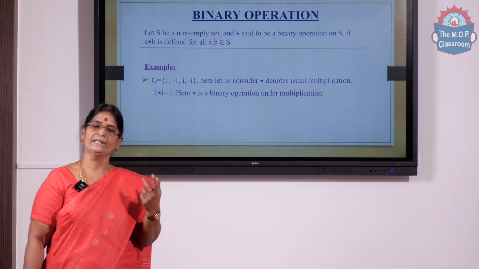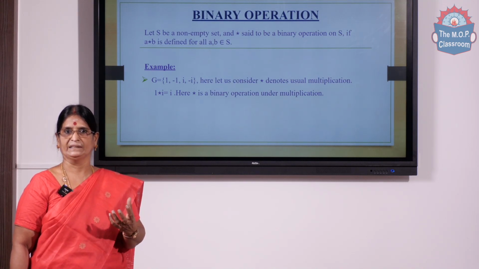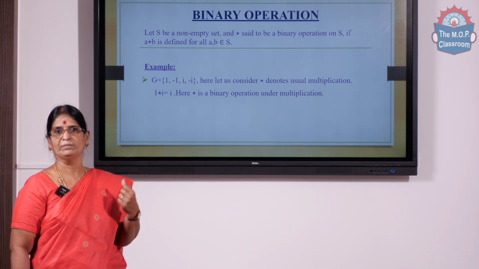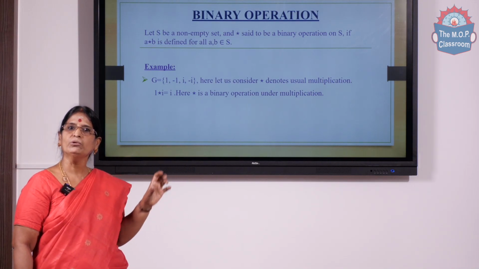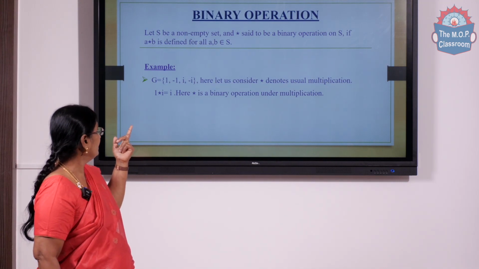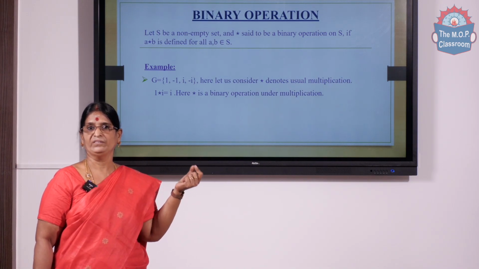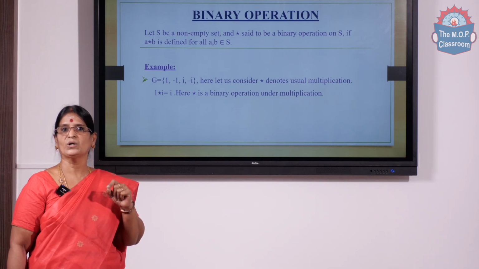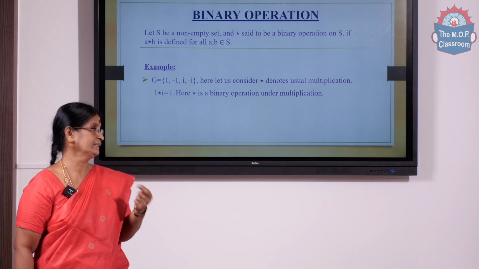So let S, or G, be any non-empty set, and let us consider that star is a binary operation. That means, for every a, b in G, let us take two arbitrary elements of G. G is a set we are taking, and from that set, let us call two elements, so I am denoting them by a, b. So for every a, b in S, a star b is also in S. So a binary operation is a function defined from S cross S to S. So it takes, once again, elements belonging to S itself.